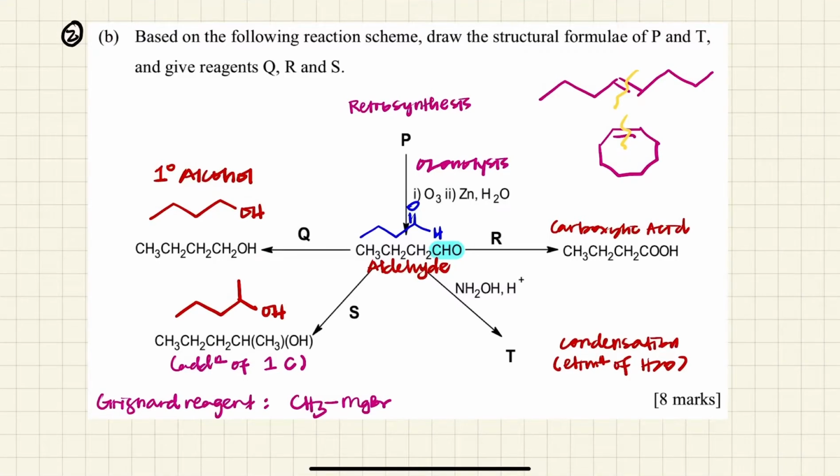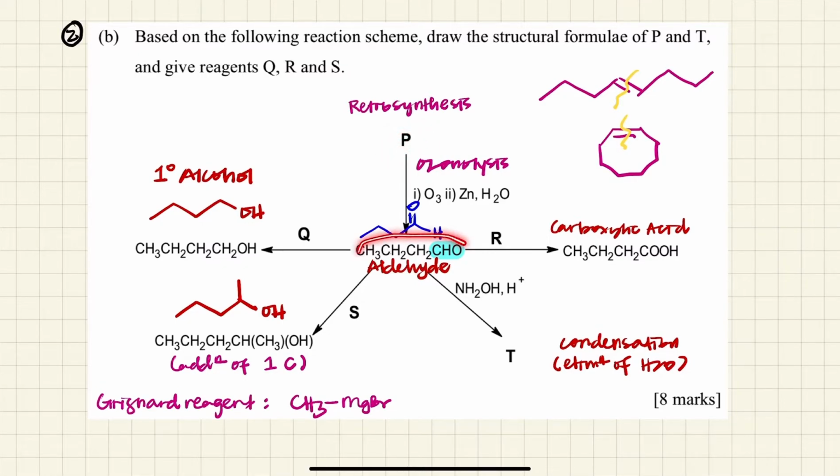Alright, so quiz for question number 2. The question goes, based on the following reaction scheme, draw structural formula of P and T and give reagents Q, R and S. Okay, so let's start with P first.